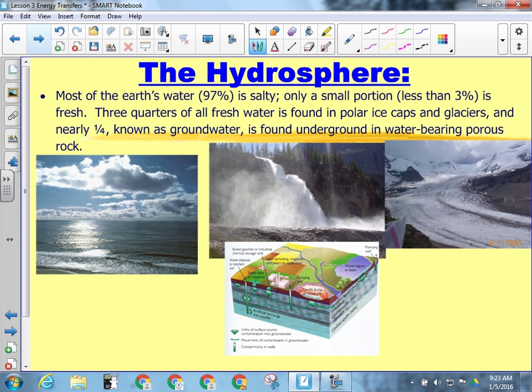All right, so examples here. Obviously, this is where 97% of the water is. Okay, we've got rivers and lakes. But those are supplied by these. This is a glacier here on the right-hand side. This is the Robson Glacier that comes off of Mount Robson, and it is shrinking rapidly.